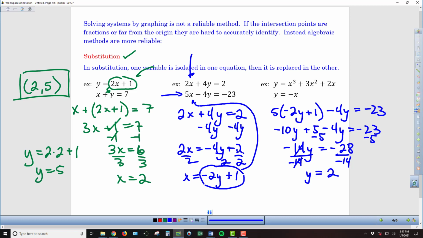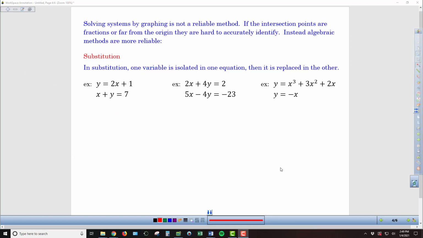But again, remember, that's only half of our answer. I still need to find the other half, but I'm going to find that other half of my answer by using the equation where I already have the x isolated. So I've got x equals -2 times 2 plus 1. So -2 times 2 is -4, plus 1 is -3. So my ordered pair for this one is going to be -3 for x and +2 for y. So if we had drawn a graph, this is the place where these two lines would intersect.